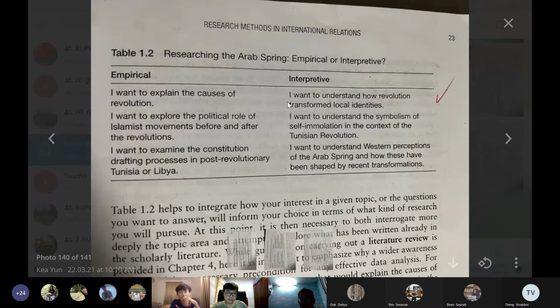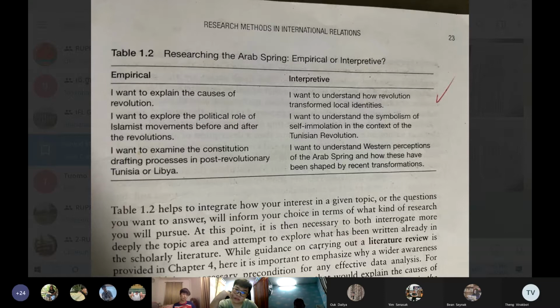But look at the interpretive topics. I want to understand how the revolution transformed the local identity. You see the word identity, everyone? If you're talking about identity, it's an interpretive topic. I want to understand the symbolism, something abstract, of self-immolation in the context of the Tunisian revolution. I want to understand Western perception, the perception of the Arab Spring and how it has been shaped by the recent transformation. So if your topic is about identity, symbolism, perception, norm, value, embedded social meaning, something abstract like this, your topics are interpretive. Right.